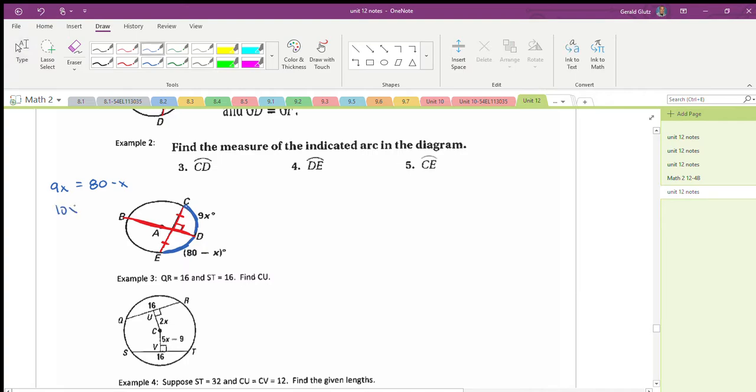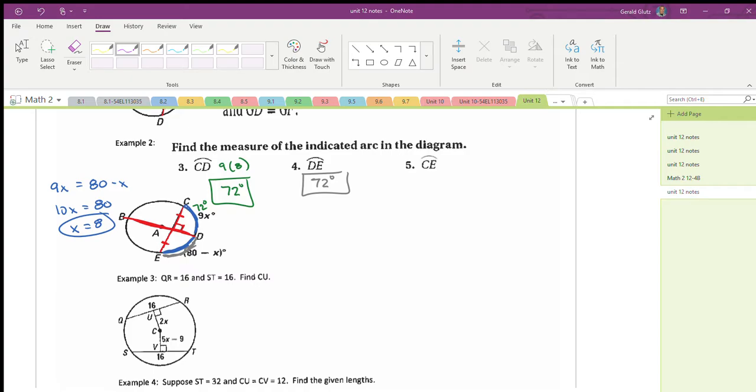So if I solve for x, I'm going to add x to both sides first. I'll divide by 10, so x equals 8. So if x equals 8, 9 times 8 is 72. So that means the arc CD has to be 72 degrees. Now arc DE is this one right here. So we could plug in 8 for x and do 80 minus 8, which would be 72. Or I know that the two blue ones have to be congruent. So DE has to also be 72 degrees.